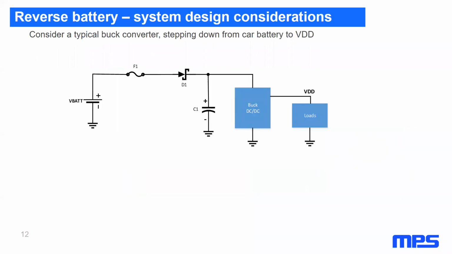When designing to protect against reverse battery, the designer must consider the reverse voltage capabilities of components in the system. For example, consider the buck converter circuit shown where VBAT is stepped down to a lower voltage VDD. Most ICs, including the buck converter and its loads, will only be rated for maximum reverse voltage of negative 0.3 to negative 0.4 volts. This is a common specification and limitation in many semiconductor ICs.